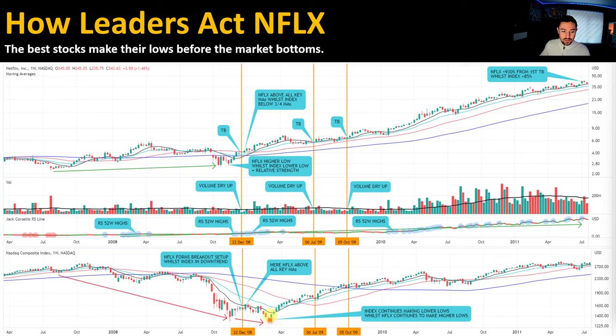But where is Netflix? Well, the price of the NASDAQ composite is below all of these key moving averages. It's been making lower lows. Netflix is up here. Netflix is making higher lows, higher lows, higher lows.